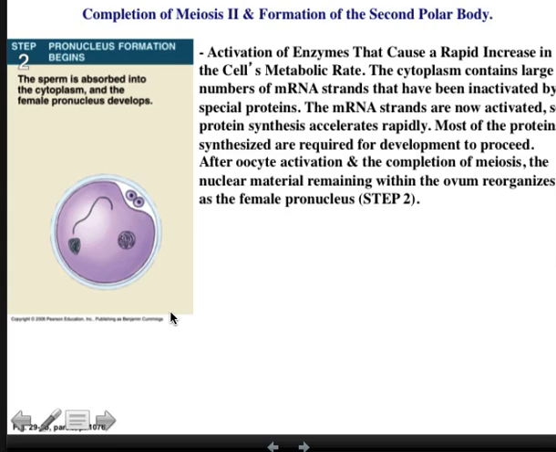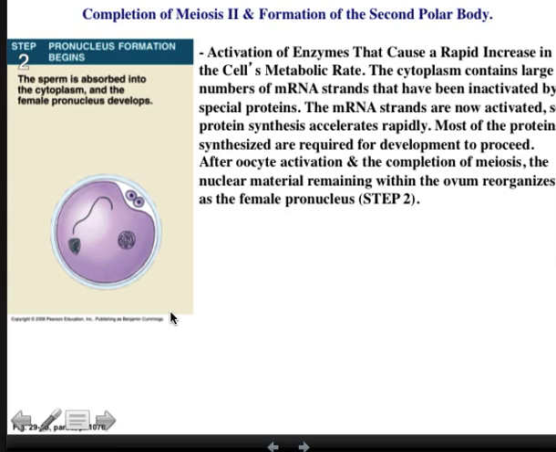What happens next? Well, there's activation of enzymes. This jacks up the cell's metabolic rate. The cytoplasm has a lot of mRNAs already stored, waiting for this event to occur. What happens as soon as we do this is that these strands are activated, they are translated, and a lot of protein synthesis occurs very, very quickly, and obviously this takes a lot of energy. Most of these proteins are required for development to proceed after oocyte activation and the completion of meiosis.